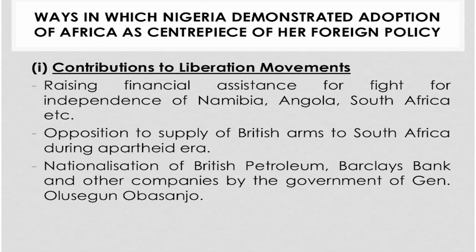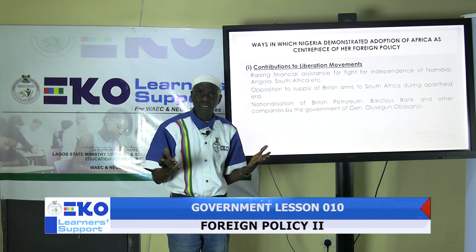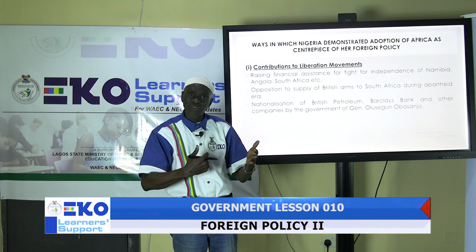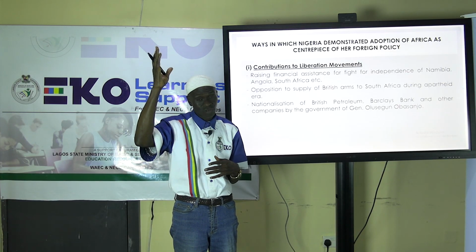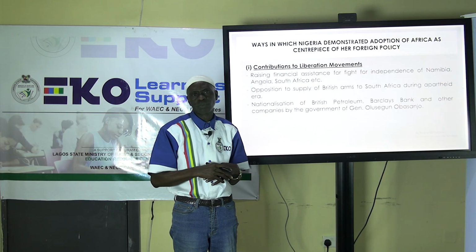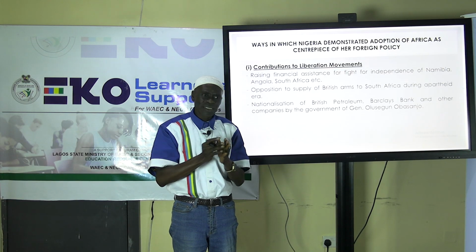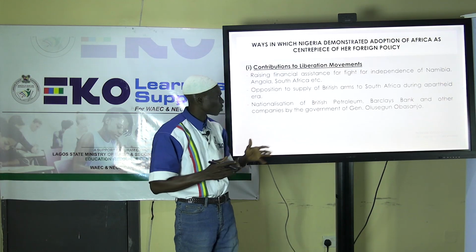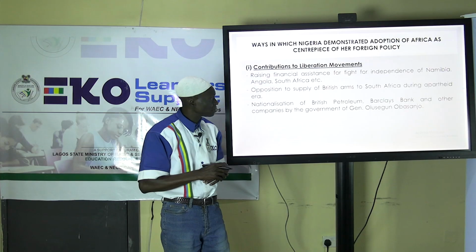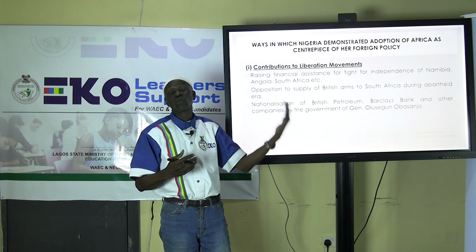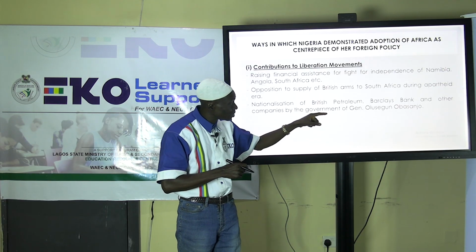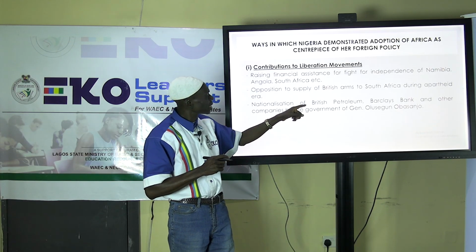Nationalization of British Petroleum. Nationalization of some companies like Barclays Bank and other companies by the government of General Olusegun Obasanjo. Don't forget, immediately after the military came to power, for a long period of time, Nigeria was under military rule. During the time of General Olusegun Obasanjo, then head of state, a lot of policies were pushed to make sure that Africa did not suffer in the hands of some of their former colonial masters. And Nigeria itself will not close its eyes and let Britain override. One of the actions taken by General Olusegun Obasanjo at that period of time was to nationalize some companies.